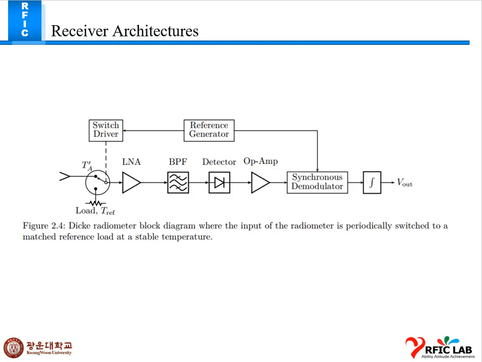Now I'm going to explain the receiver architecture. As you can see in this block diagram, the receiver architecture is a total power radiometer. To reduce the effect of gain variation, they proposed a radiometer that is periodically compared to a matched reference load at a stable temperature T reference, as you can see in this figure, and the output is synchronously demodulated.